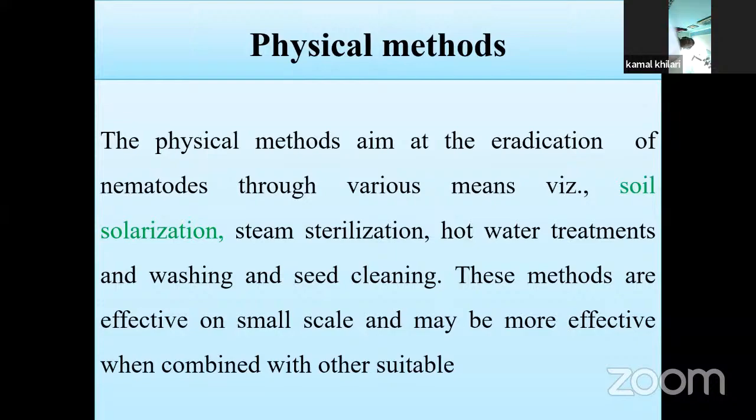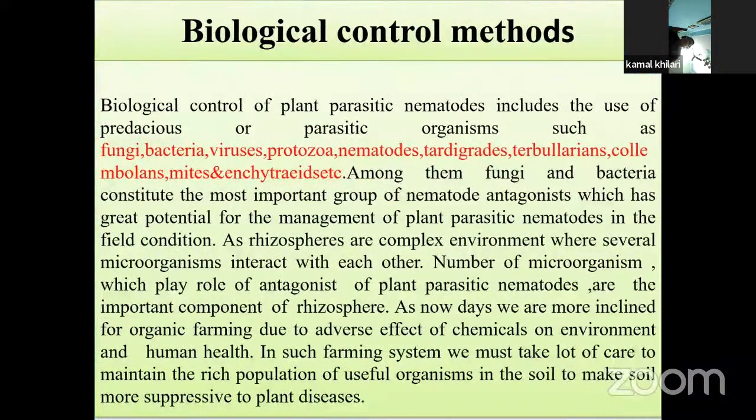And then next is biological control. Even in biological control, there are a number of bioagents which are helpful for the management of the nematode, and plant parasitic nematode bioagents are available in the market. And I think one very important bioagent is Trichoderma. Everybody is well aware of this Trichoderma.